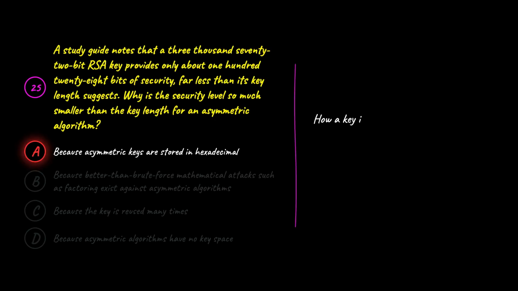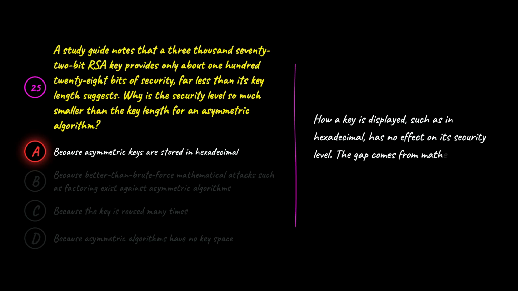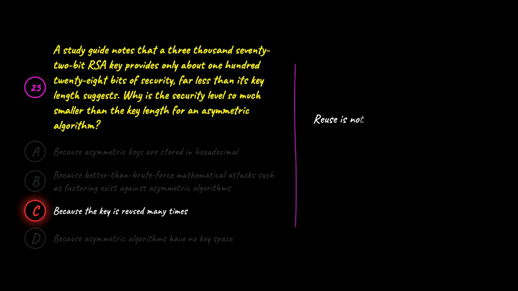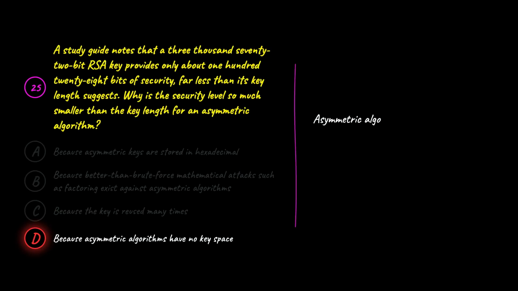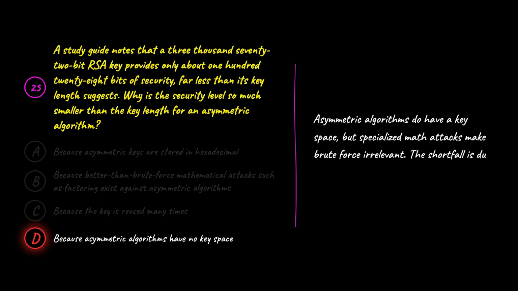A is wrong because how a key is displayed, such as in hexadecimal, has no effect on its security level. The gap comes from mathematical attacks, not representation. C is wrong because reuse is not the reason for the gap, and the security level reflects the best known attack regardless of reuse. The factoring shortcut is the cause. D is wrong because asymmetric algorithms do have a key space, but specialized math attacks make brute force irrelevant. The shortfall is due to those attacks, not a missing key space.